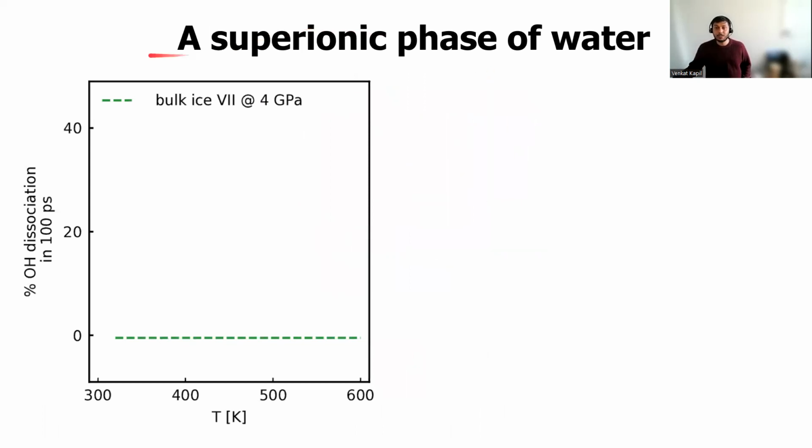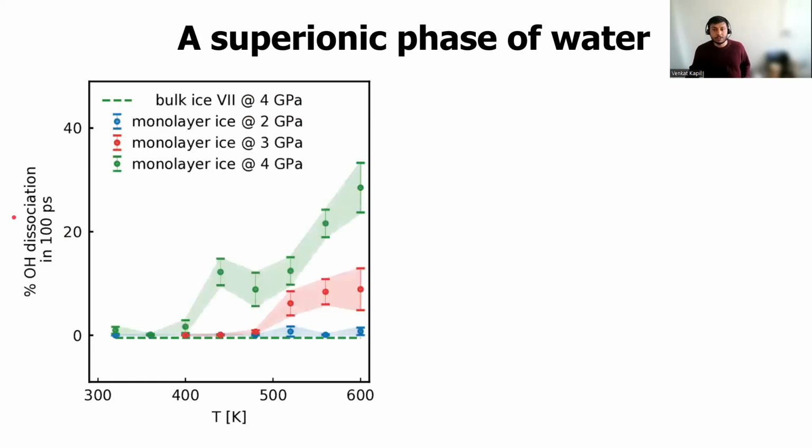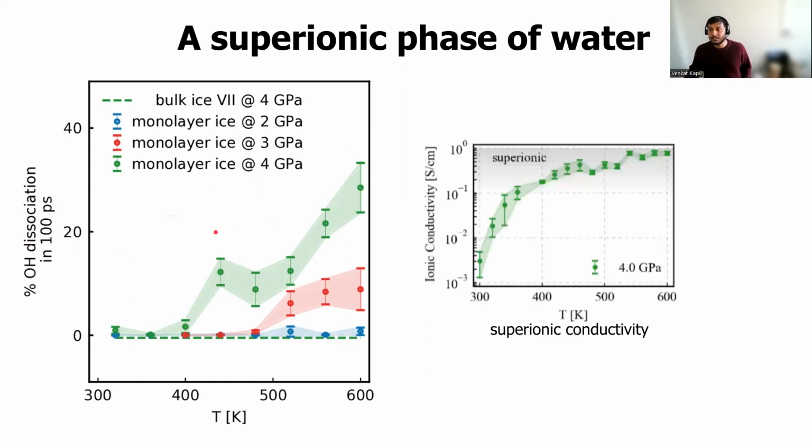dissociation. For example, the corresponding phase of bulk ice at 4 GPa and as a function of temperature doesn't really show any dissociation in a time scale of 100 picoseconds, while monolayer ice at 2, 3, and 4 GPa would actually show a lot of dissociation. So you see that in 100 picoseconds, most of the water molecules actually dissociate.